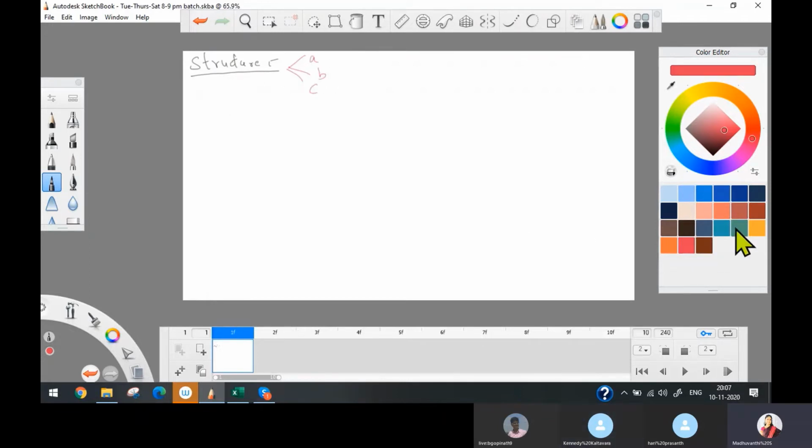So, the first definition for a structure is: it is a combination of members and elements. So anything which is a combination of members and elements is called a structure. Not only the building. For example, if you take H2O, water, this is also a structure because it is a combination of two elements, hydrogen and oxygen.